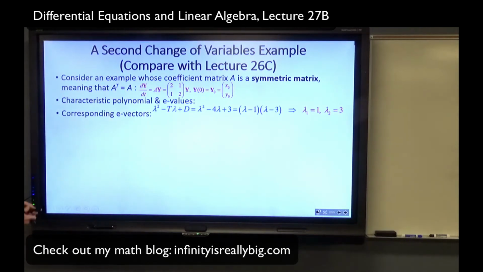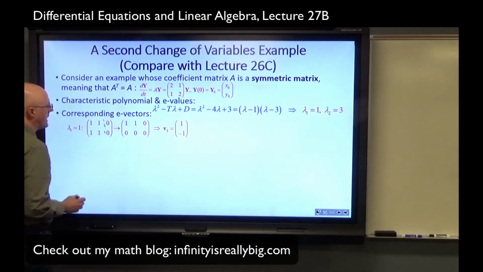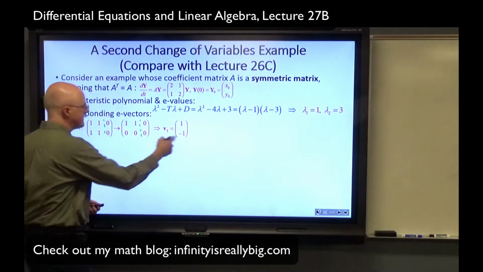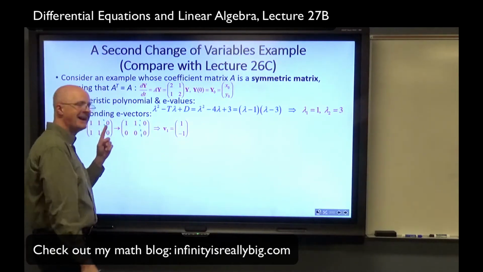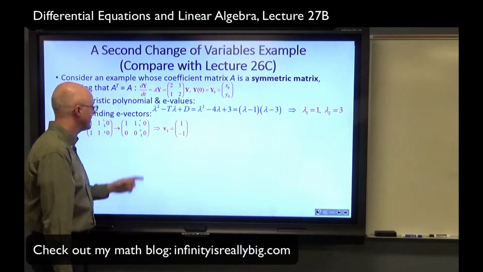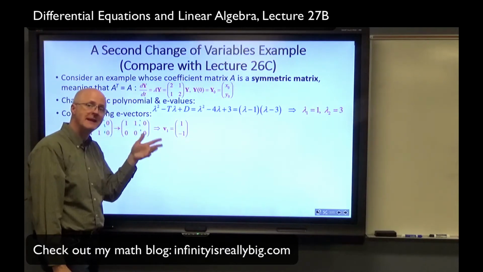What are the corresponding eigenvectors? Here are the details. Lambda 1 is 1. You'll get this homogeneous system to solve, which you can reduce to row echelon form, which can give you this eigenvector. I purposely chose to do it a little differently than I usually do here. This line would say x plus y is 0, and so therefore x would be negative y.